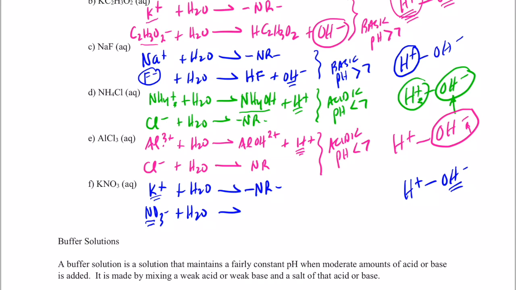Will the NO3 negative part of this salt react with the H plus of water to form HNO3? No, it will not, because HNO3 is one of your strong acids, and HNO3 will dissociate 100% of the time when placed in water. So since neither of these react, this solution would be neutral, and the pH would be 7.